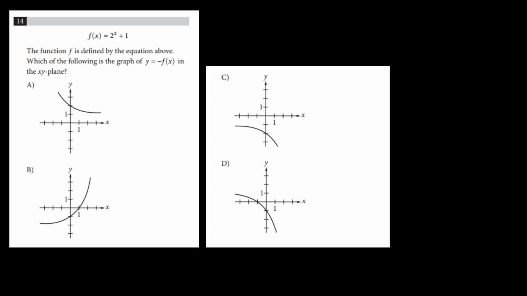Okay, the function f is defined by the equation above. Which of the following is the graph of y equals negative f of x in the xy plane? Well, if our function f of x is just 2 to the x, any exponential like this is going to intercept at 0, 1. So if we add 1 there, that means we're going to move it up 1. So now we're going to intercept at 0, 2.